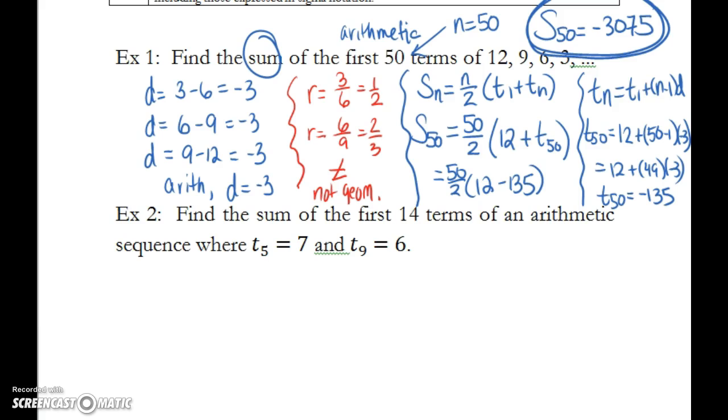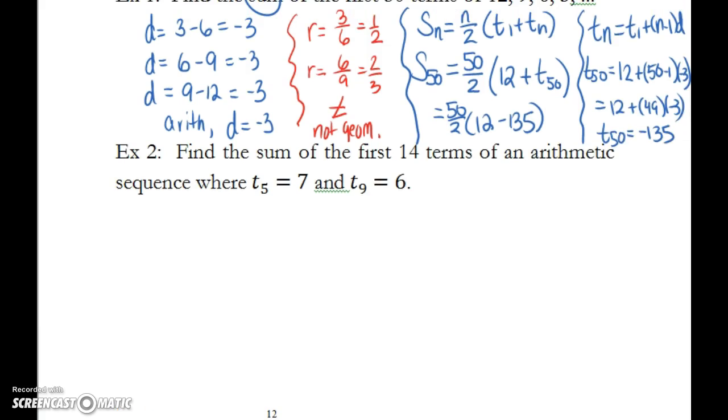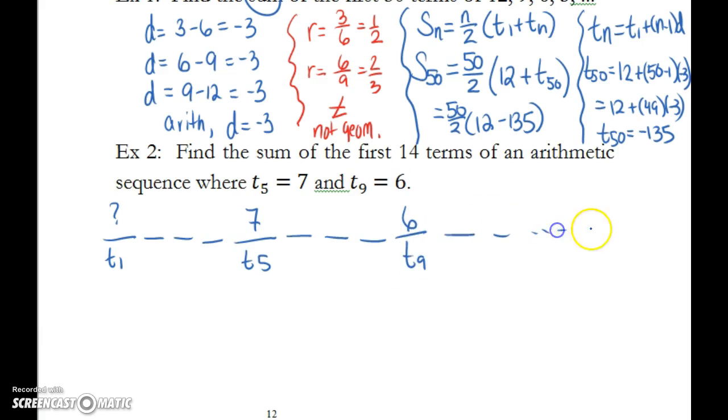Our second example says find the sum of the first 14 terms of an arithmetic sequence, and we're given our 5th term and our 9th term. So we have our first term, which is unknown, then 2nd, 3rd, 4th, our 5th term, which is 7, then 6th, 7th, 8th, and our 9th term, which is 6. Then we have some more terms all the way up to our 14th term. We want to add all these terms up through our 14th term.